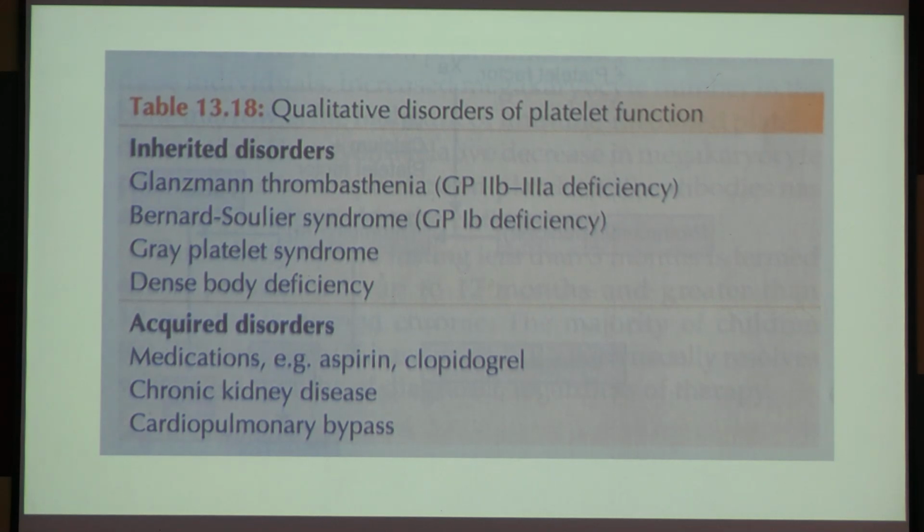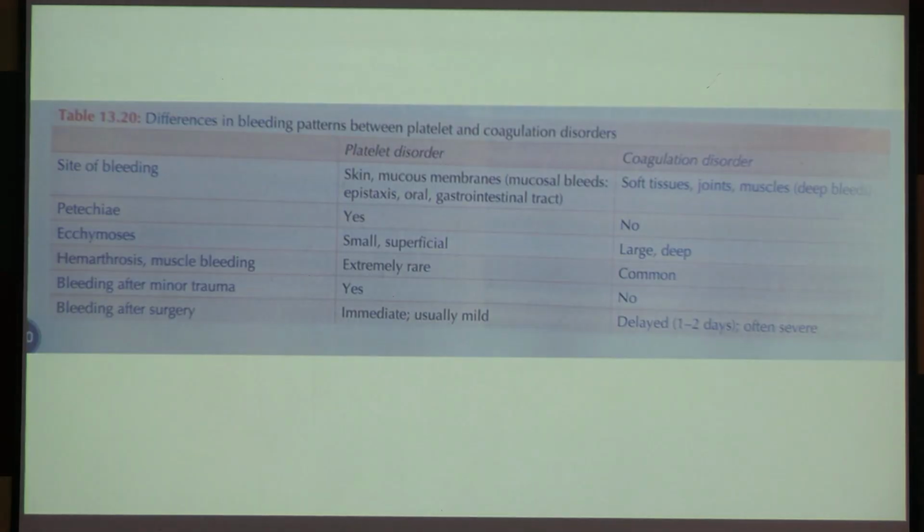And what are the acquired causes? Drugs like aspirin, clopidogrel, chronic kidney disease, CKD, and cardiopulmonary bypass. So, in these conditions, platelet count is normal, but function is impaired.